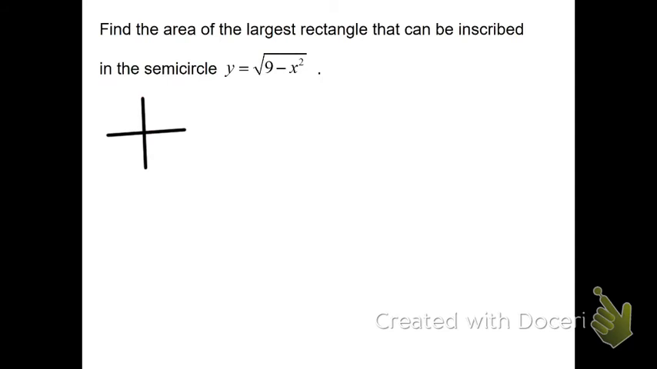So this is a semicircle. It's a radius of 3, so it goes over 3, up 3, down 3. It would look like that. Hey, that wasn't so bad. That was pretty good. Pretty proud of it.